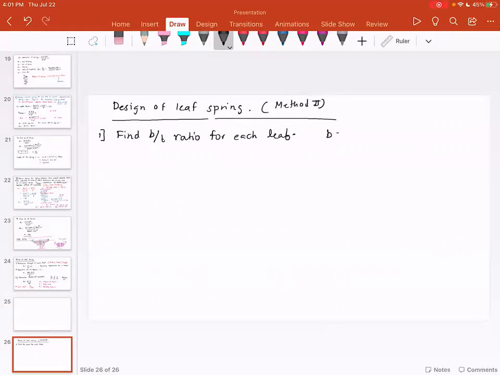Where B is equal to the breadth, T is the thickness. So if you have this leaf spring, it's B. This is T. Then determine the effective length.